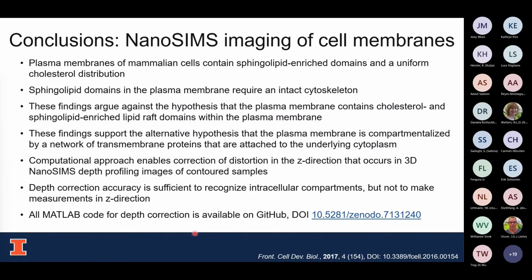And we also developed a depth correction strategy that allows you to look at lipid distribution within cells and orient it properly so things have the shape of the organelles that a cell biologist or structural biologist would expect, which makes it much easier to collaborate with them and to discuss the results.